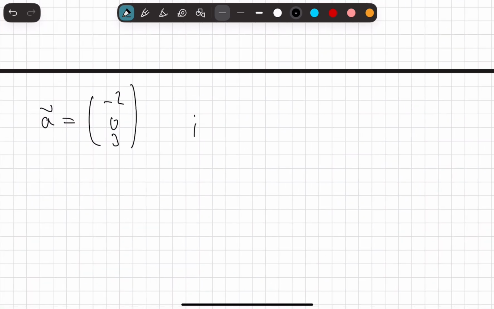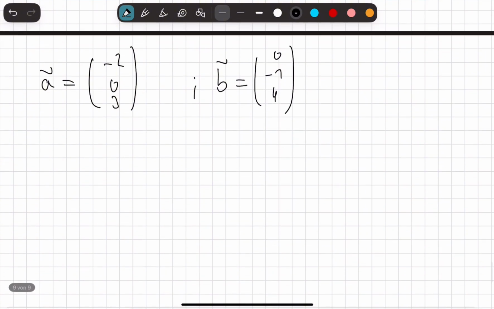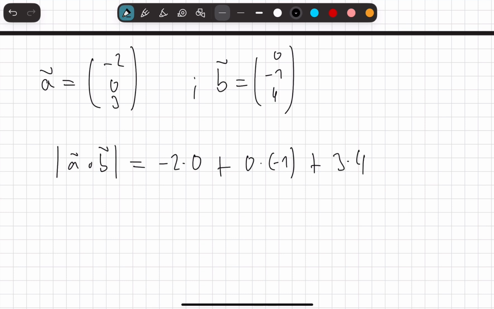And then another example. If we have the vector a equal to (-2, 0, 3) and another vector b equal to (0, -1, 4), we have to use the dot product. That's a dot b, and that's -2 times 0 plus 0 times -1 plus 3 times 4. This is 0 and that is also 0, so we get 12.